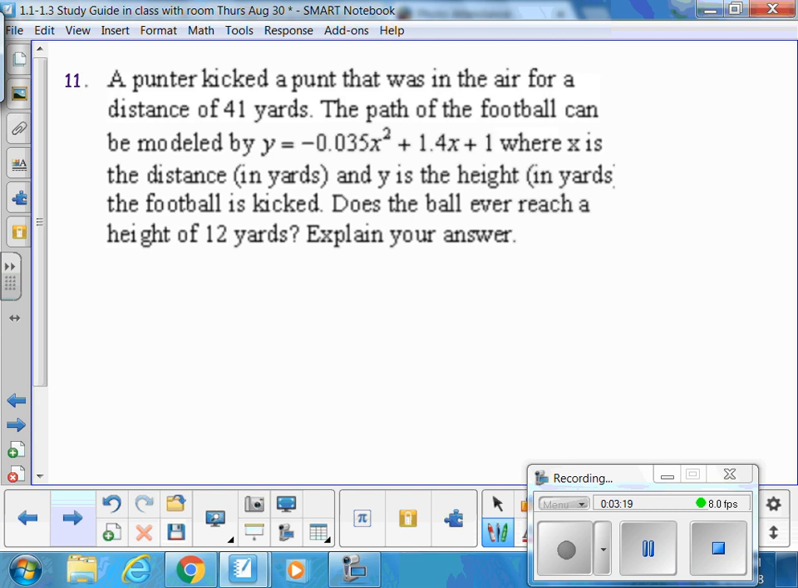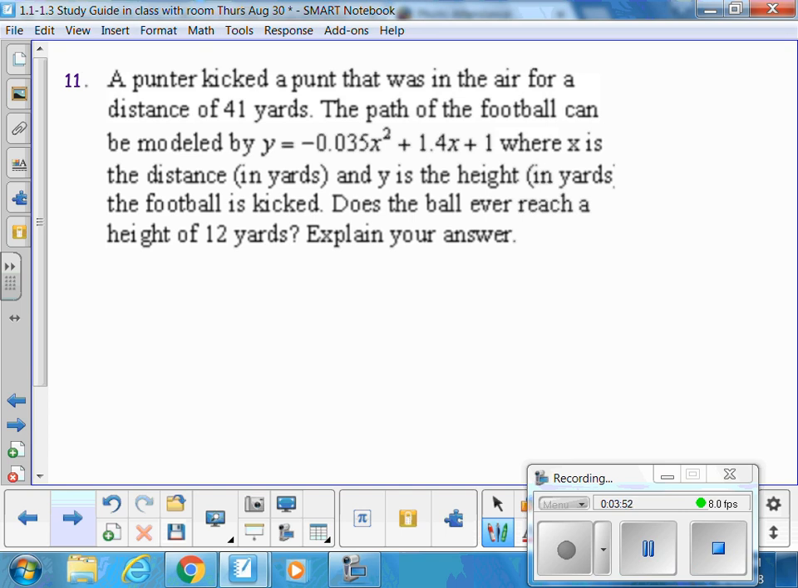All right, then our last one. A punter kicked a punt that was in the air for a distance of 41 yards. The path of the football can be modeled by y equals negative 0.035x squared plus 1.4x plus 1. So that's standard form, right? Where x is the distance in yards and y is the height of the football. Does the ball ever reach a height of 12 yards? All right, so x is the distance. Y is the height in yards.